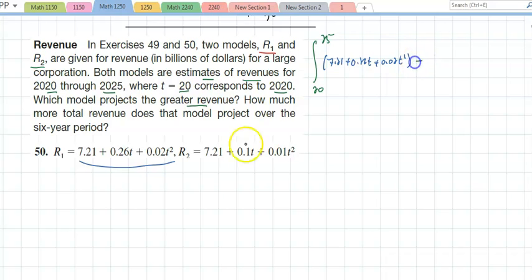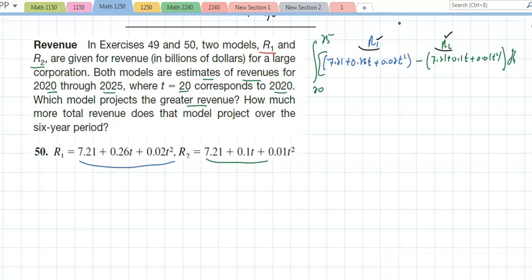Minus R2. So I'm really taking R1 minus R2, and R2 is 7.21 plus 0.1t plus 0.01t squared, all with respect to t. And this is the idea. If my answer is positive, that means R1 is bigger than R2. If my answer is negative, that means R2 is bigger than R1.